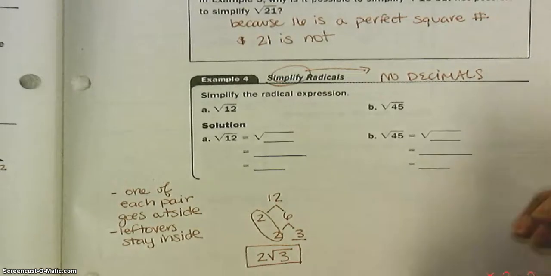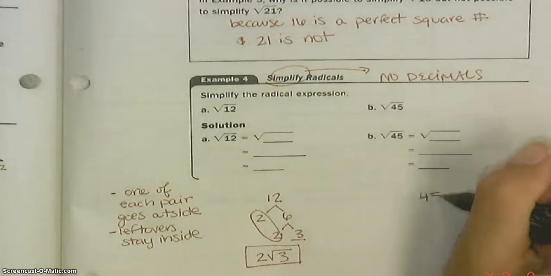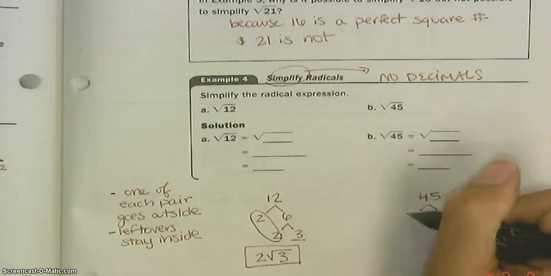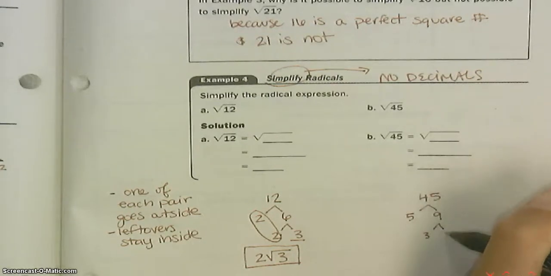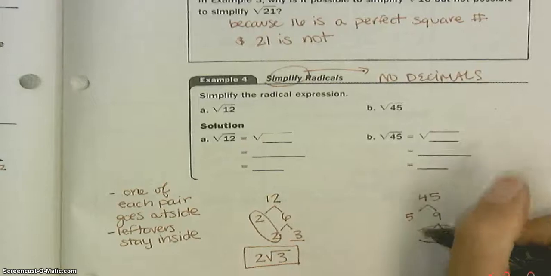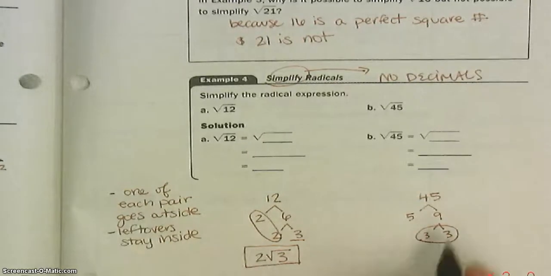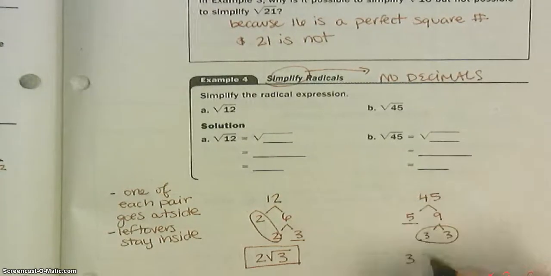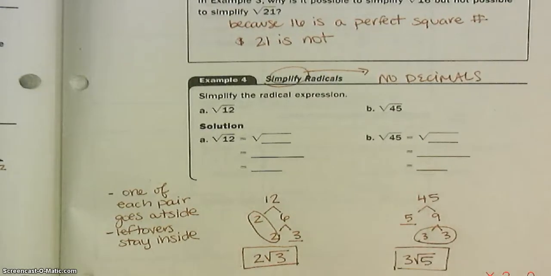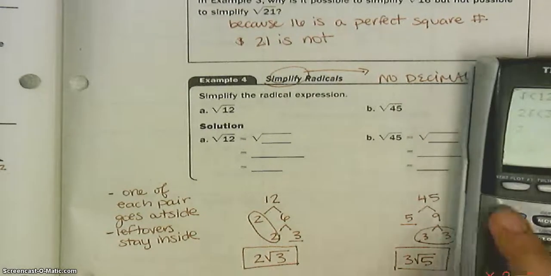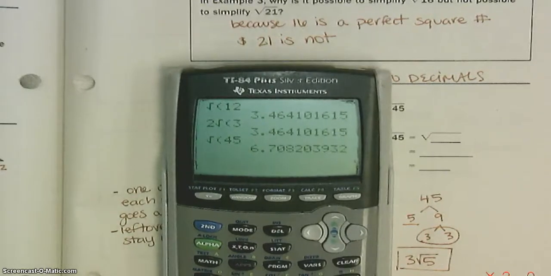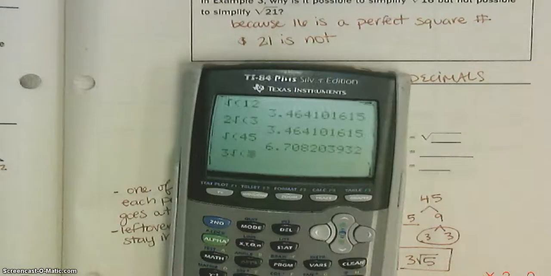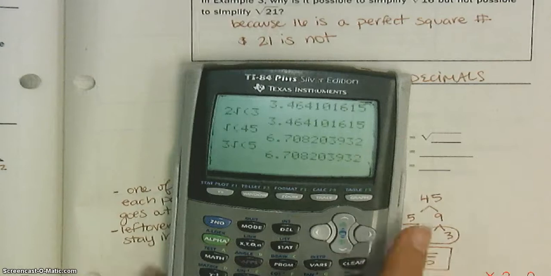So, same thing with 45. 45 breaks down into 5 and 9. 9 breaks down into 3 and 3. This is all multiplying. Here's a pair. 1 of each pair goes to the outside. Leftovers stay on the inside. Let's check to make sure that works. Square root 45, 6.7, and 3 root 5. Yep, we did it right.